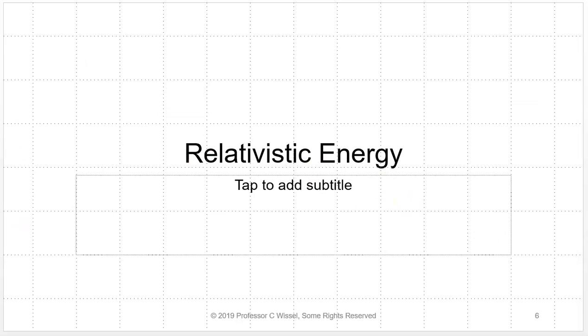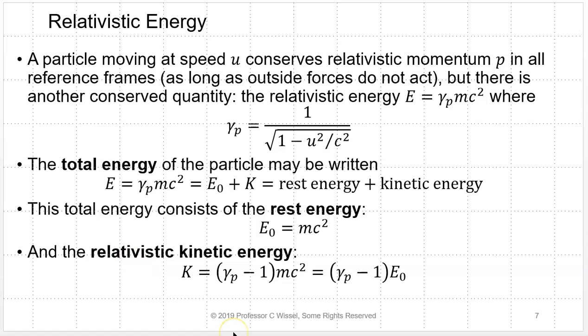Now, relativistic energy is the next topic. A particle moving at speed u conserves relativistic momentum p in all reference frames as long as outside forces do not act. But there's another conserved quantity, the relativistic energy, E equals gamma p mc squared, where gamma p is our Lorentz factor, 1 over the square root of the quantity 1 minus beta squared. The total energy of the particle may be written as E equals gamma p mc squared, which is E naught plus K. That is the rest energy plus the kinetic energy.